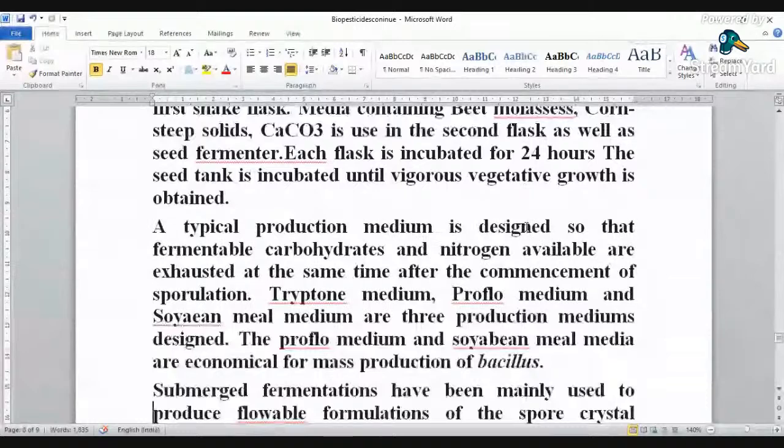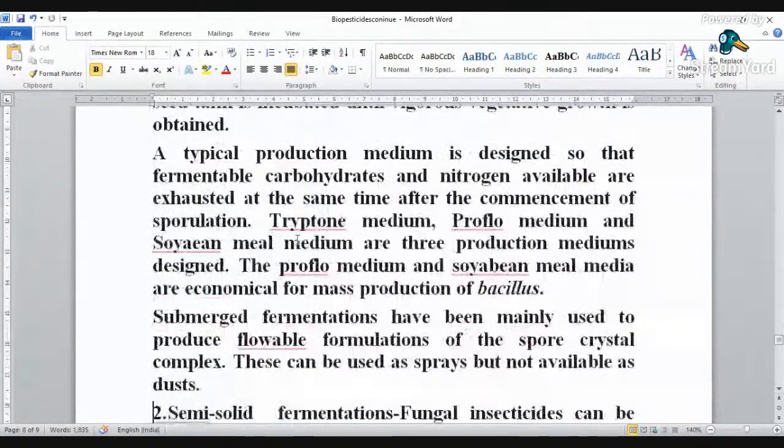So there are three different types of medium used as a production medium. First is the tryptone medium, second is the proflo medium: tryptone medium containing tryptone, proflo medium, and soybean meal medium. Soybean meal contains soybean digest.